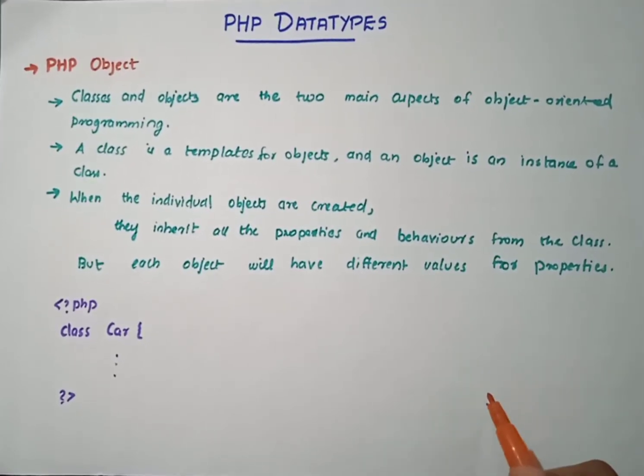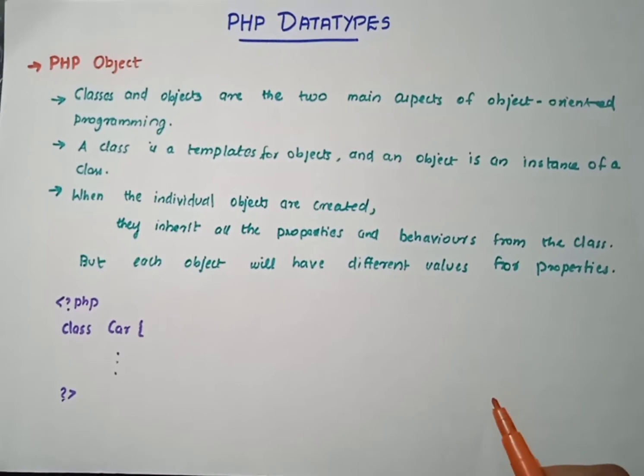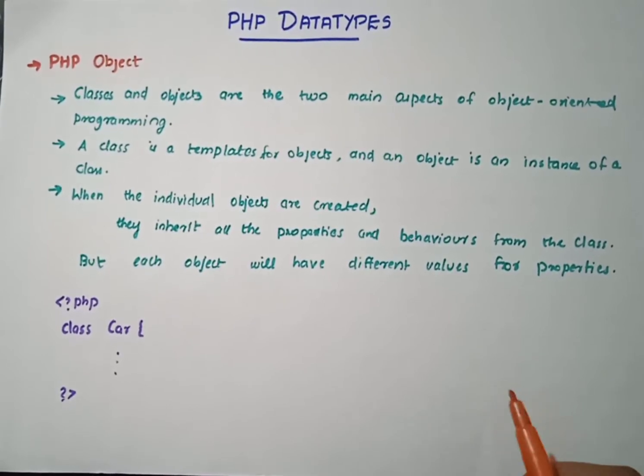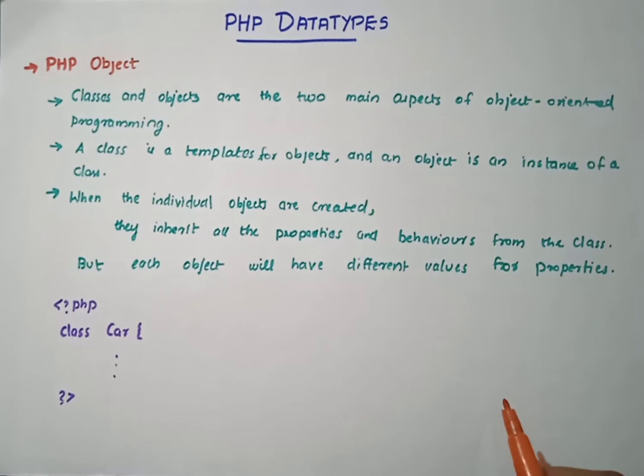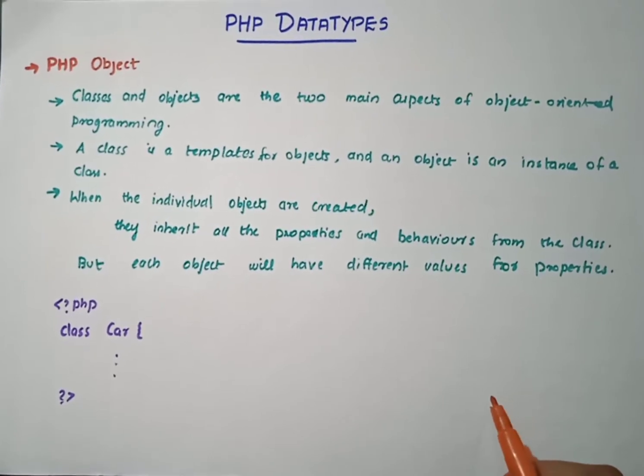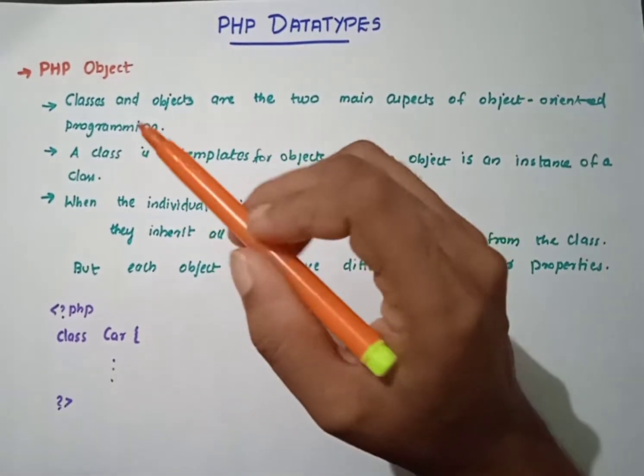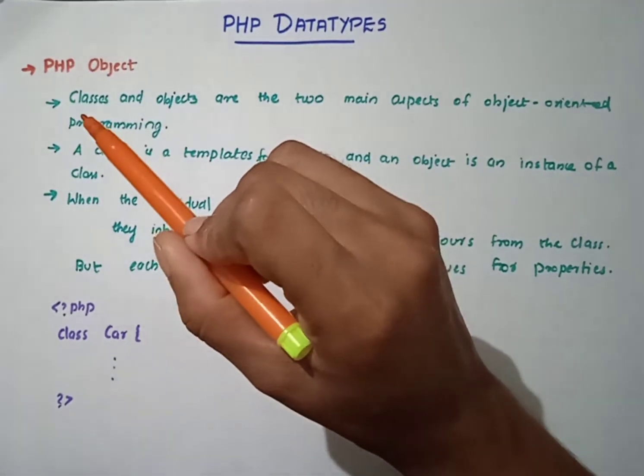So in this session, we are discussing the last portion, the last data type inside the PHP data type session, that is PHP object. So let's get into the topic directly.